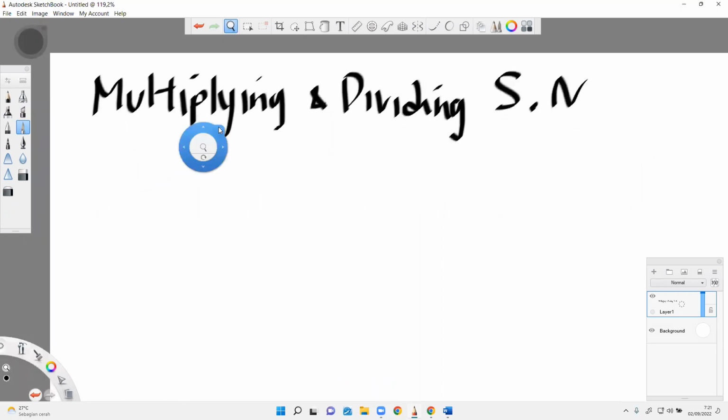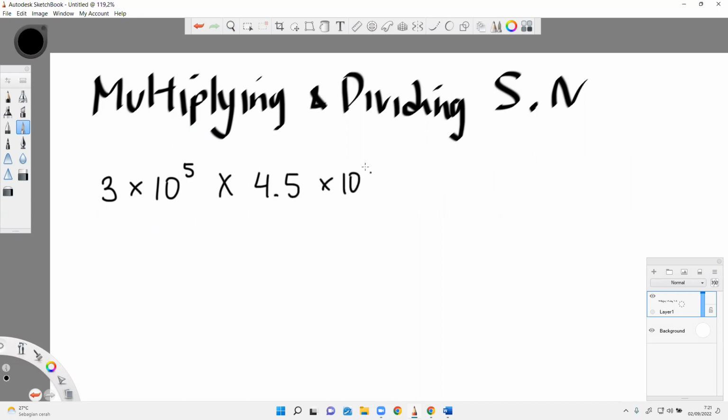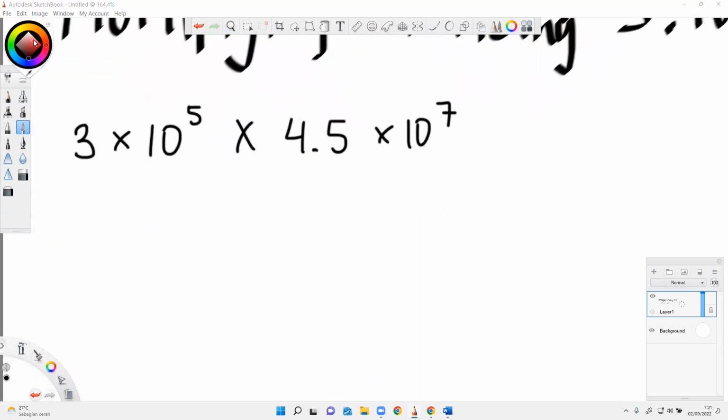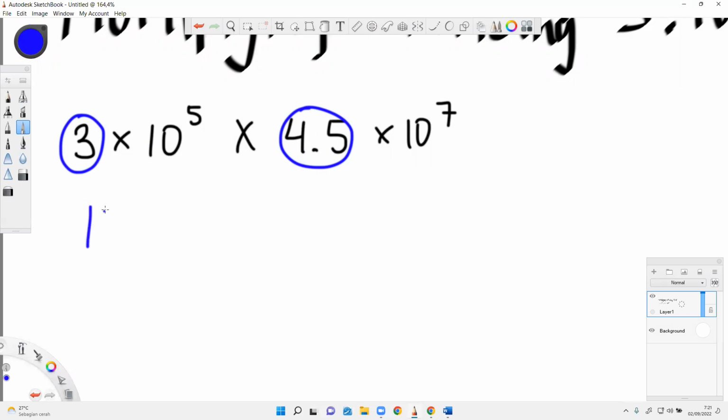Okay, let's see. If I have an example, 3 times 10 power 5, and you multiply with 4.5 times 10 power 7. So, what do you need to do now? First thing first, you focus on the numbers, the 3 and 4.5. You multiply the numbers. What is the answer, guys? 3 times 4.5. What is the answer? Calculator. You have a calculator, right? 13.5. Okay, that's it. And then when we are done, now we're gonna focus on the powers.